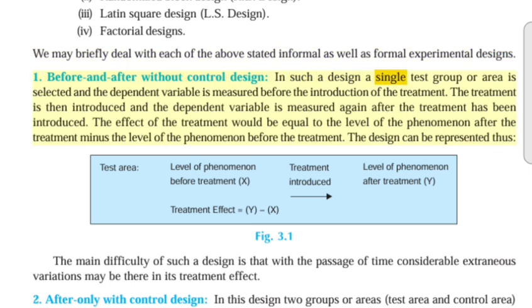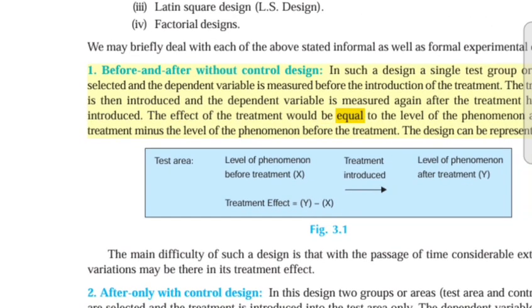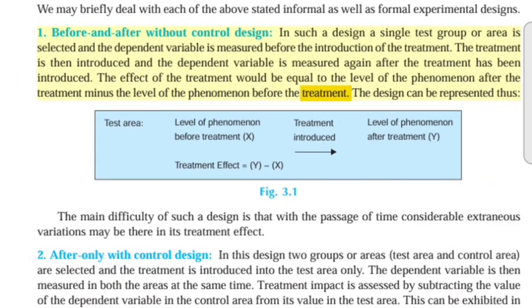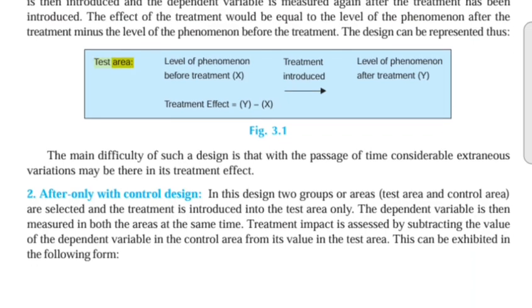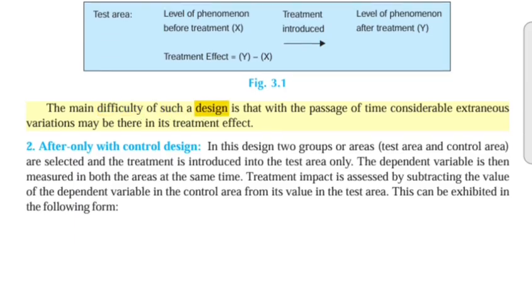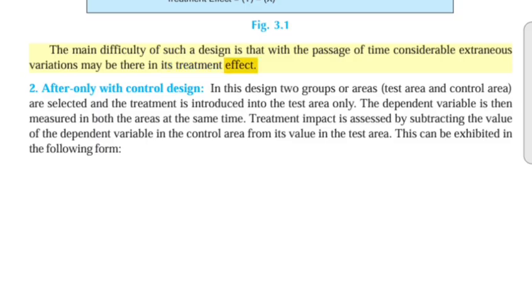In such a design, a single test group or area is selected and the dependent variable is measured before the introduction of the treatment. The treatment is then introduced and the dependent variable is measured again after the treatment has been introduced. The effect of the treatment would be equal to the level of the phenomenon after the treatment minus the level of the phenomenon before the treatment. The design can be represented thus. Test area, level of phenomenon before treatment X, treatment introduced, level of phenomenon after treatment Y, treatment effect equals Y minus X (Fig. 3.1). The main difficulty of such a design is that with the passage of time considerable extraneous variations may be there in its treatment effect.